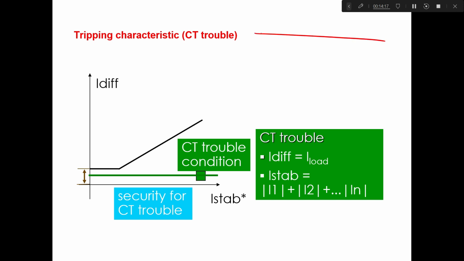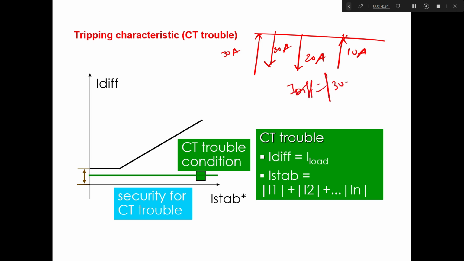Sorry, simple case. Suppose 30 ampere current is coming in, then suppose 20 ampere current is going through this feeder, 20 ampere through this feeder, and 10 ampere is coming into this feeder. So now the total differential current in this case will be 30 minus 20 minus 20 plus 10, that is 0, and the total stabilization current will be 30 plus 20 plus 20 plus 10, that is 80 ampere. So this is the ideal condition.